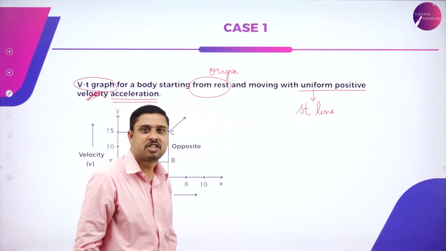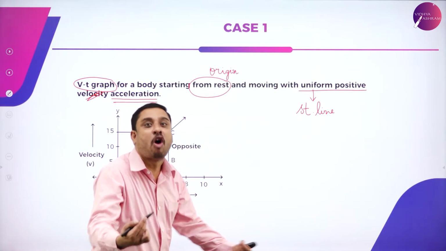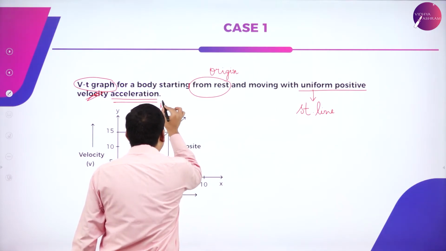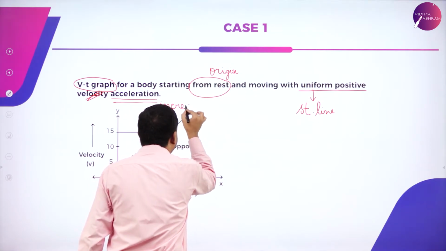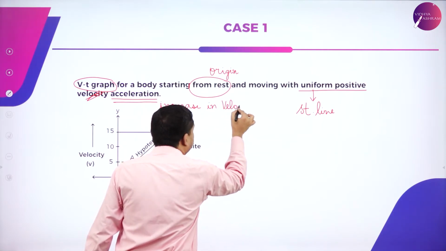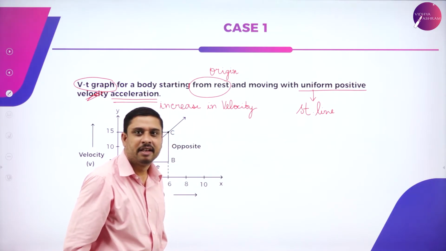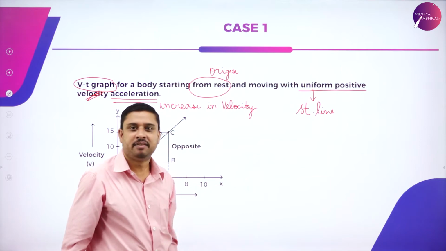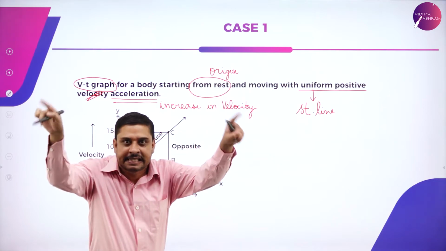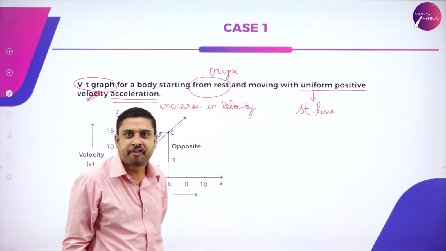Positive acceleration. What do you mean by acceleration? Change in velocity. Positive acceleration, that is, increase in velocity. Look at the parameters there. Straight line motion, increase in velocity, and these have to be featured in our VT graph.